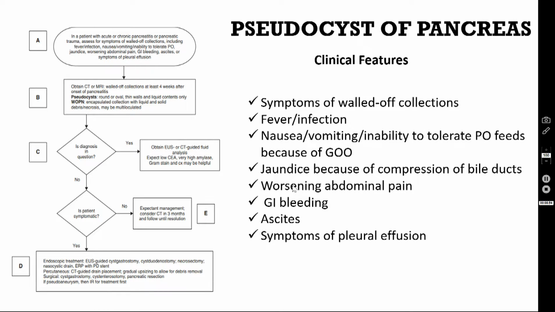Patient may have jaundice because of compression of this mass over the bile ducts. Bile ducts will be compressed by this collection. So that is why the patients are going for jaundice. And worsening of abdominal pain is also another symptom. If it erodes the nearby blood vessels, that causes GI bleeding. If this cyst ruptures into the peritoneal cavity, that will create ascites. And sometimes this can erode into the mediastinum and rupture into the pleura, causing pleural effusion also.